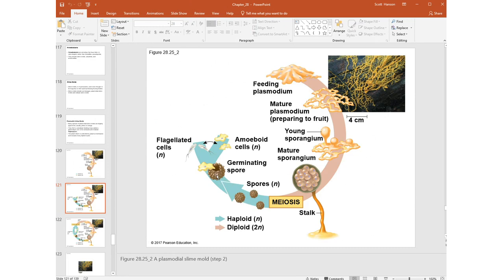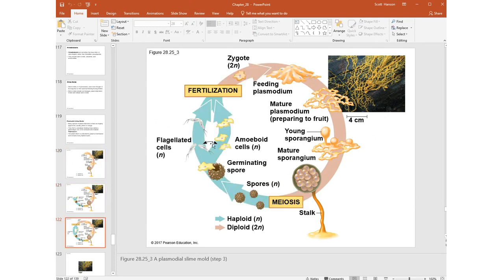and they germinate and produce little amoeboid cells. Some of the cells are amoeboid, others are flagellated with flagella on them. And then these two cells join with each other and fertilize each other, and produce a zygote that's diploid.